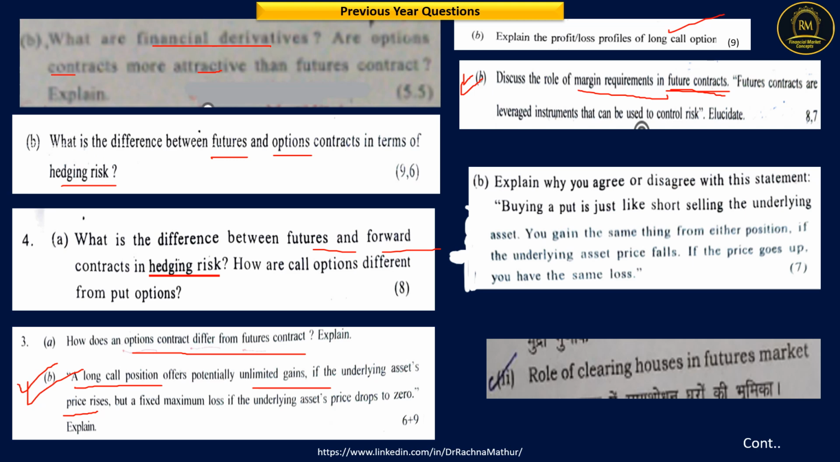Explain why you agree or disagree with the statement: buying a put is just like short selling the underlying asset. You gain the same thing from either position if the underlying asset price falls. So if the price goes up, you have the same loss. So this is the case of shorting. When you expect the market to fall, you take a short position: you sell the underlying at a high price and wait for the price to fall. And when the price falls, you buy it again. So that is your profit.